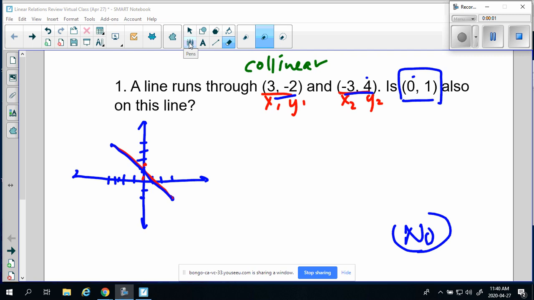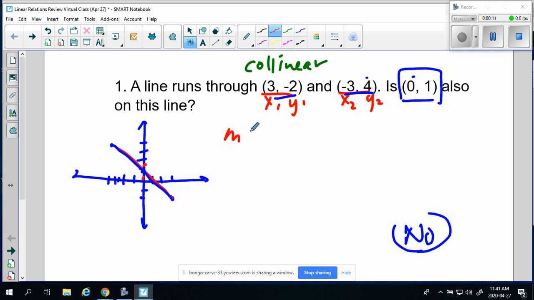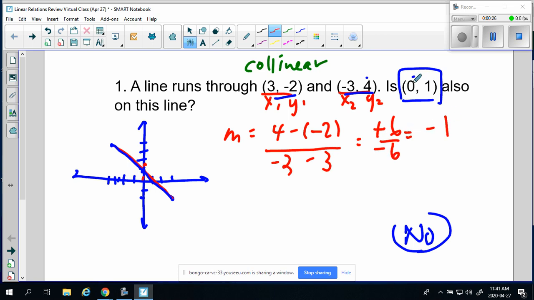So what we're checking here to see if a line runs through these 2 points is also having that one on the same line, is we're checking to see if they're collinear. So we're going to check the first 2 points, and we're going to do y2 minus y1 over x2 minus x1. So we're getting -6 over +6, which is -1. To check if that one is collinear, we just have to check it against one of these 2 points.